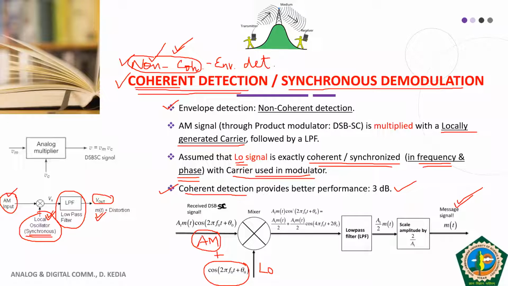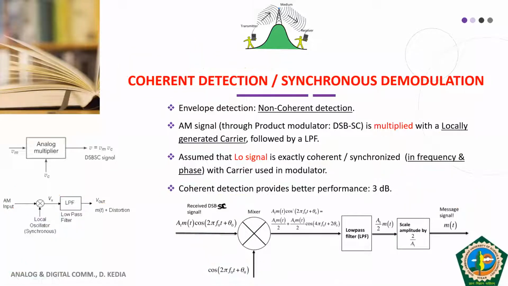Whereas in non-coherent detection, whose another name is envelope detection, there is no requirement of this local oscillator. I will prove this mathematically in the same slide, how we get back our message signal. If you remember, students, this coherent detection or synchronous demodulation takes place for double sideband suppressed carrier. And you very well know that we generated double sideband suppressed carrier signal through a product modulator.